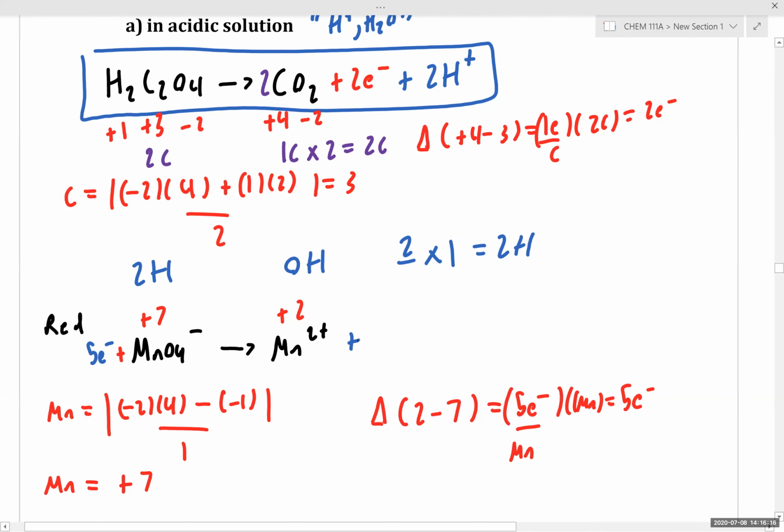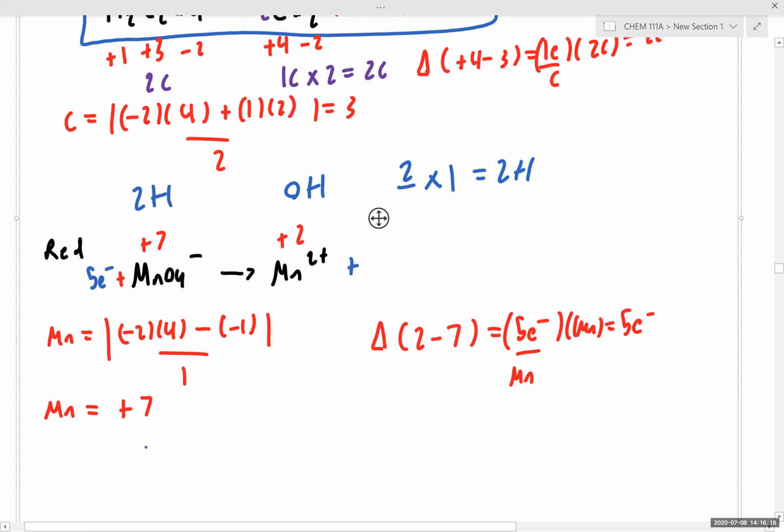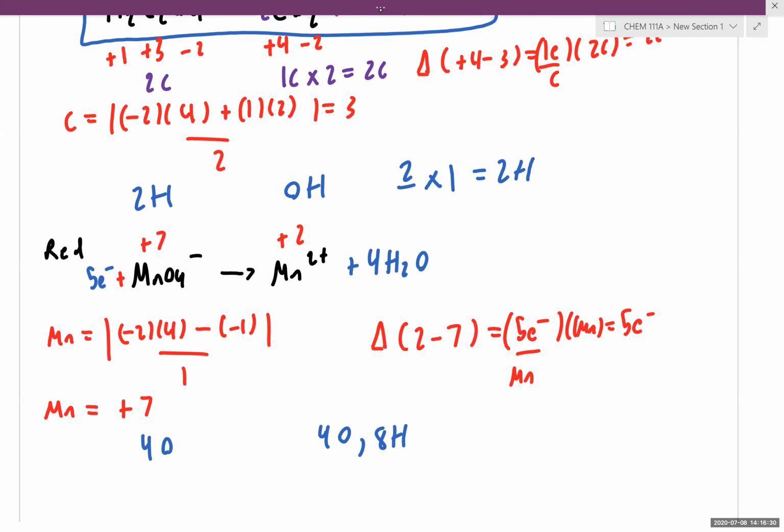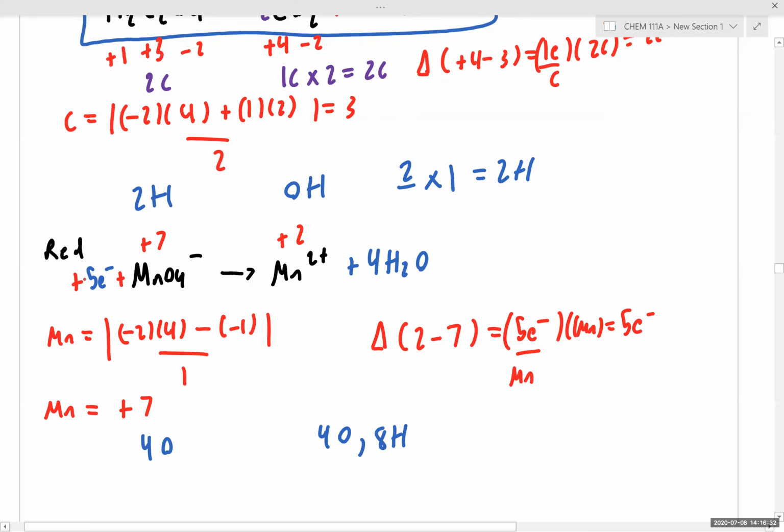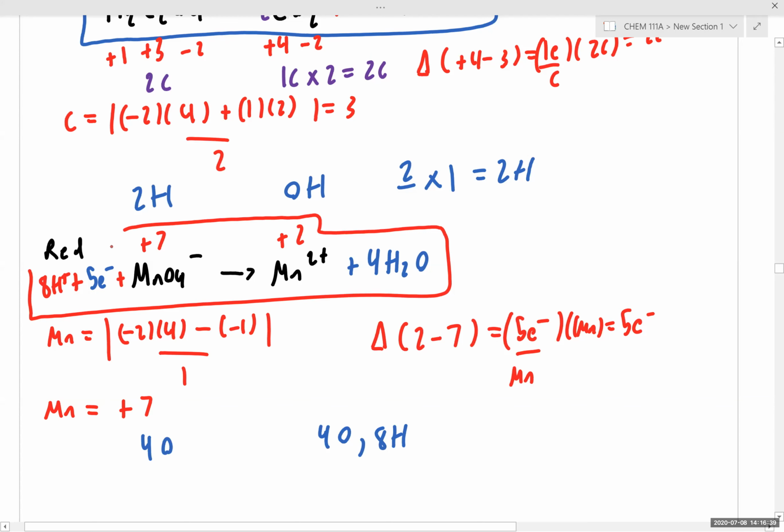Now looking at this equation, we have 4 oxygens on the left. So in turn, we need 4 oxygens on the right. So we'll add 4 water molecules. Now we have 8 hydrogens on the right. So in turn, we add 8 H+ to the left. And that gives us the following balanced redox half reaction.